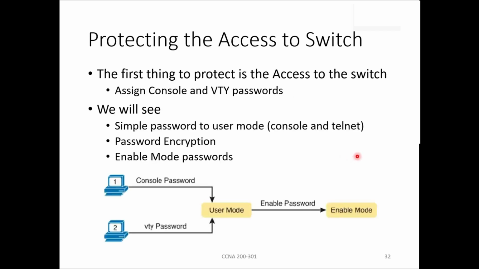Okay, configuring Ethernet switching. So, protecting access to the switch. Let's say we have our PC and we have our switch. If we connect via console, we can set up the console password. If you connect via Telnet or SSH, we can set up a password over there. Once you're logged into user mode, to go from user mode to enable mode, we can also apply an enable password.